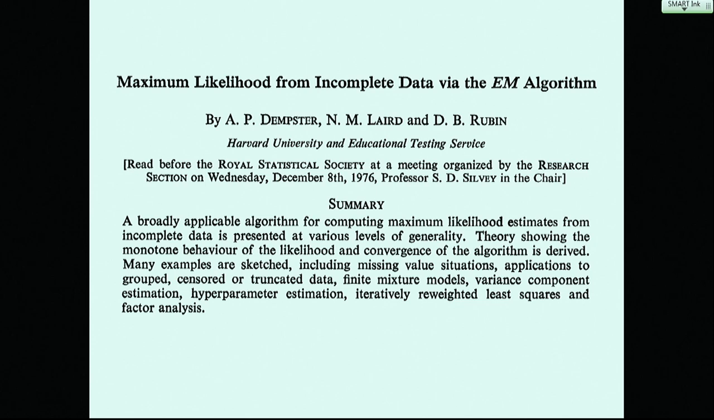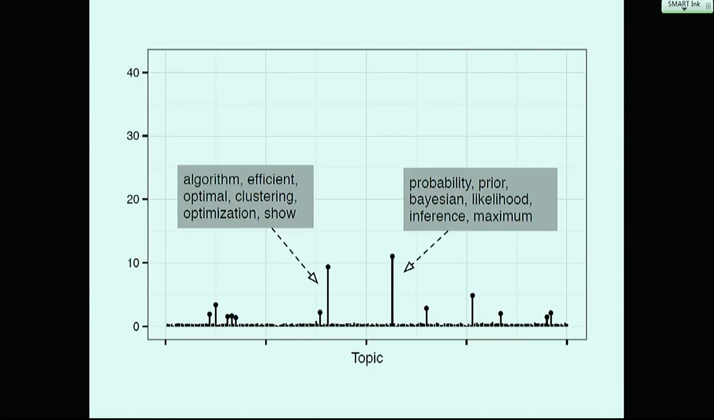Okay, so here's the EM paper. Now you'll believe me that it's a dry, dusty statistics paper. It's a great paper: a broadly applicable algorithm for computing maximum likelihood estimates. You would never guess that it would have a major impact on every single field in engineering. And here's what the EM paper is about. You fit this model, and this is the topical representation of the EM paper. As for the other paper, you can see that a handful of topics, out of 500 topics here, are activated. The most active ones are about algorithms and about probability models. That pretty much sums up the EM paper. It's an algorithm for finding maximum likelihood estimates in the face of hidden variables.